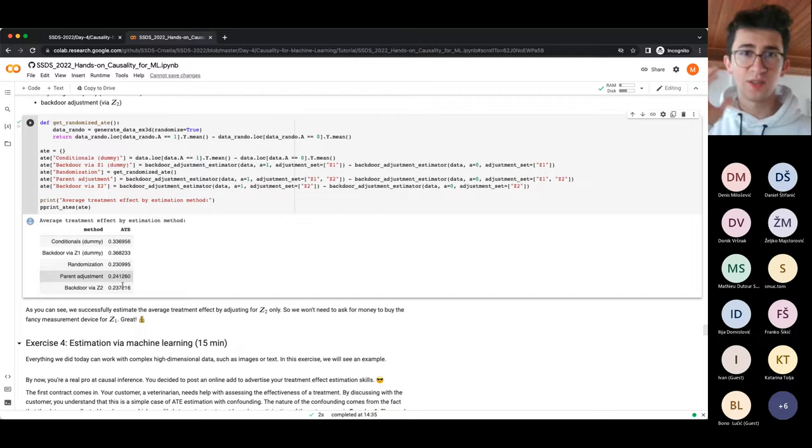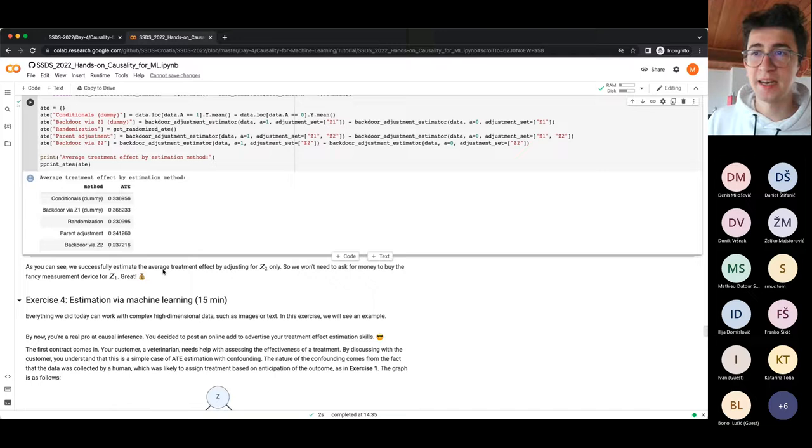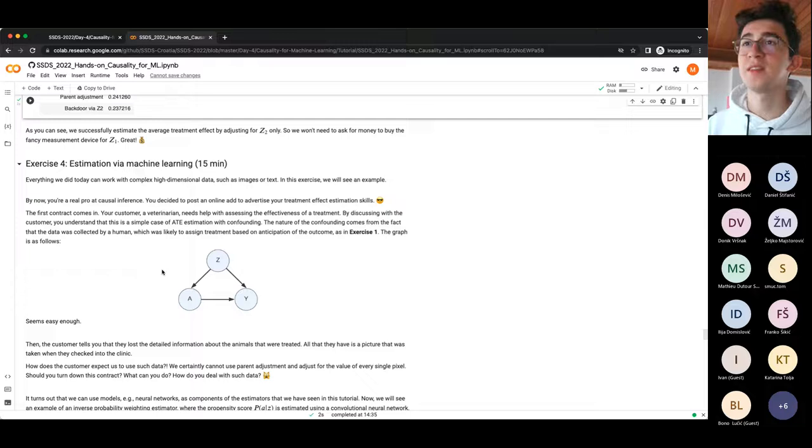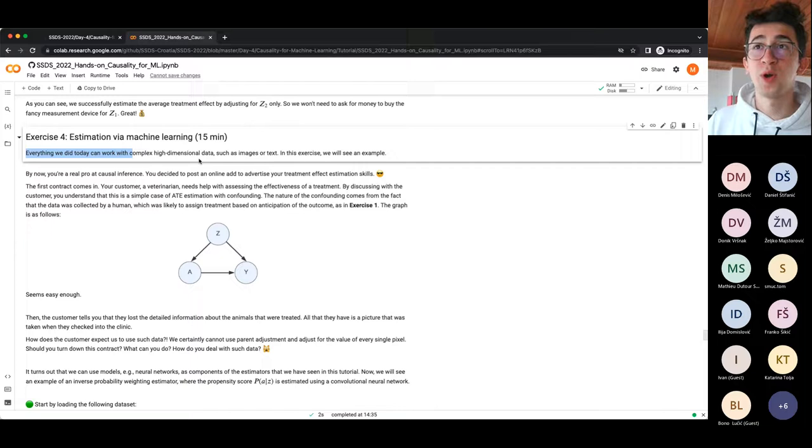Cool. With this, we have done parent adjustment, backdoor adjustment, looked at d-separation, and in general the phenomenon of a paradox, and now it's going to get a little bit more spicy. So in the next exercise, we are actually going to use machine learning. I mean, you can argue, right, with the Monte Carlo and everything, these are standard machine learning practice. But now we are actually going to look at more complex, high-dimensional data.